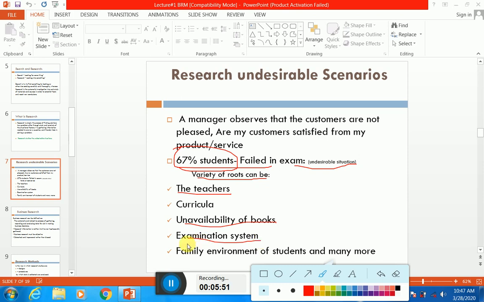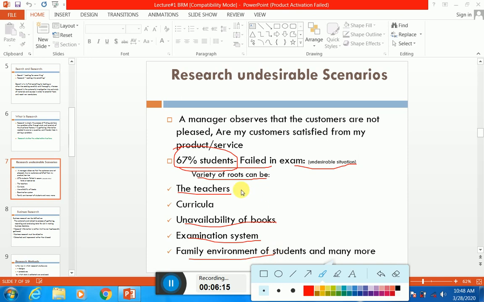Might be that there was a flaw in the examination system. The examination system was so tough. Even exams were not taken as seriously. Another issue can be the family environment of the students. Let's suppose the atmosphere of the students at home was not comfortable. That was not in favor of the students.